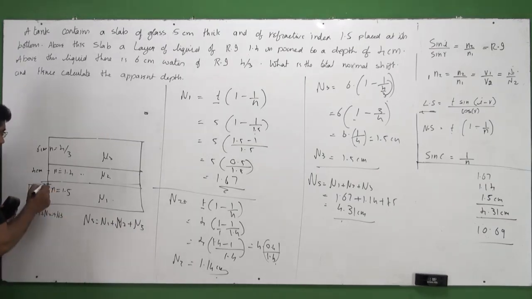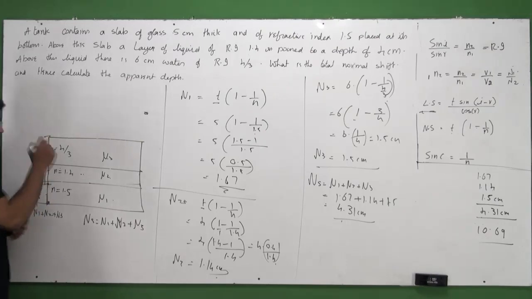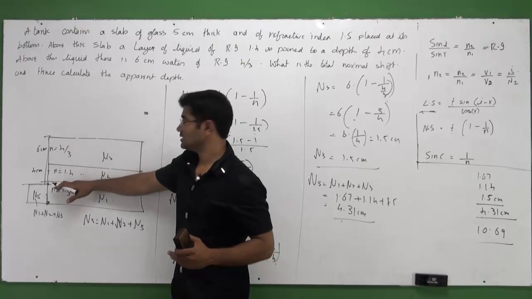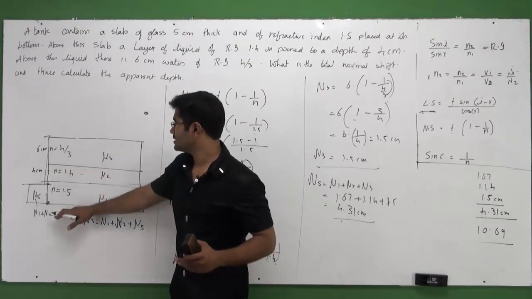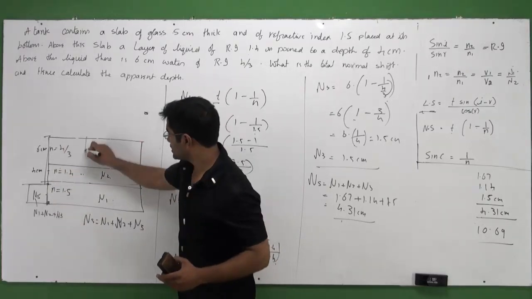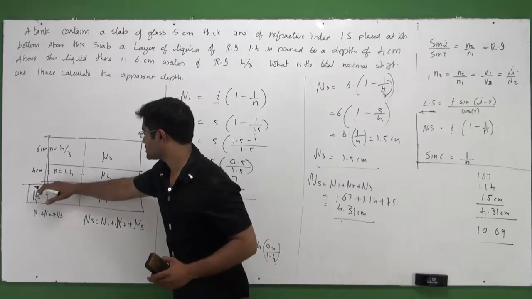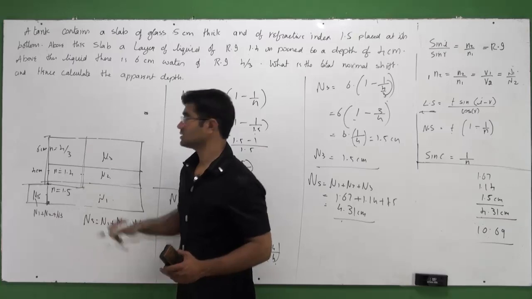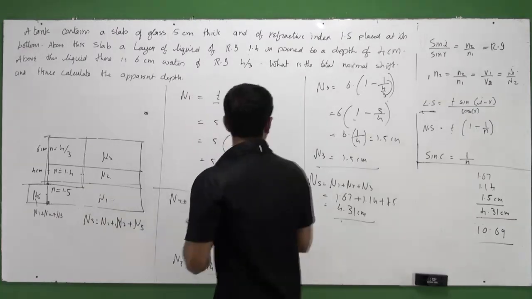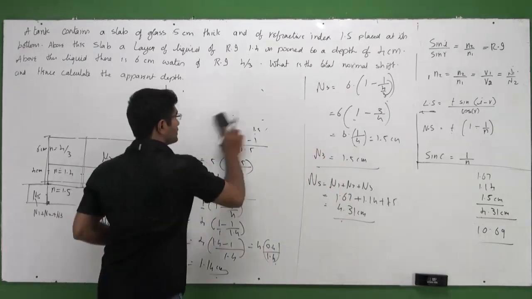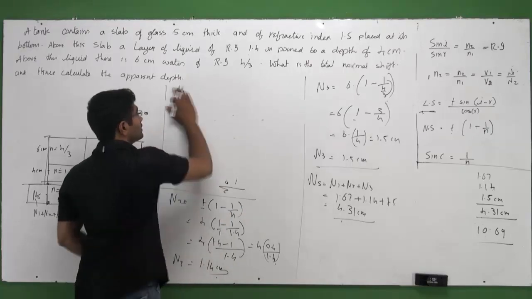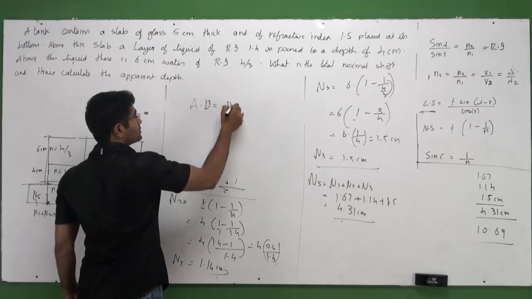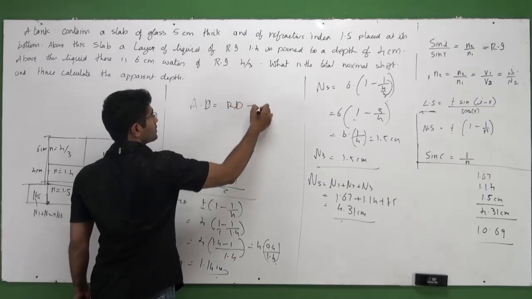So what is the apparent depth? It is this height. This height is the apparent depth, and this one is the real depth. See, if I take the real depth and I subtract the normal shift, what do I get? I get the apparent depth. So let us make a formula here. It says apparent depth can be given as the real depth minus normal shift.